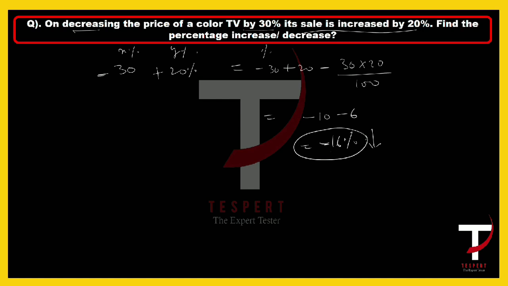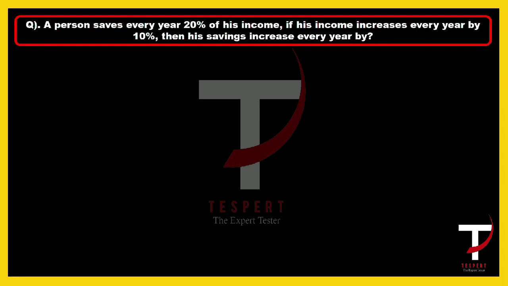A person saves every year 20% of his income. If his income increases every year by 10%, then his savings increase every year by how much? Let us assume his income to be 100. He saves 20% of the income. So what is 20% of 100? 20% of 100 is 20.